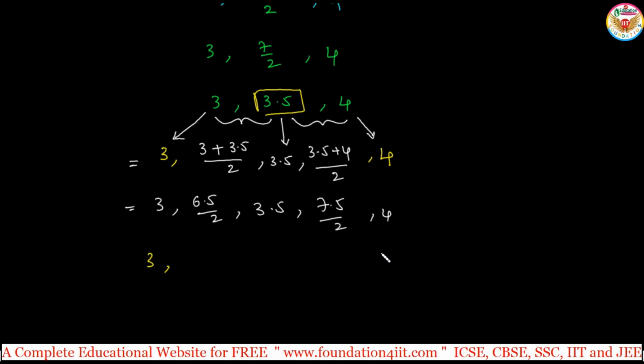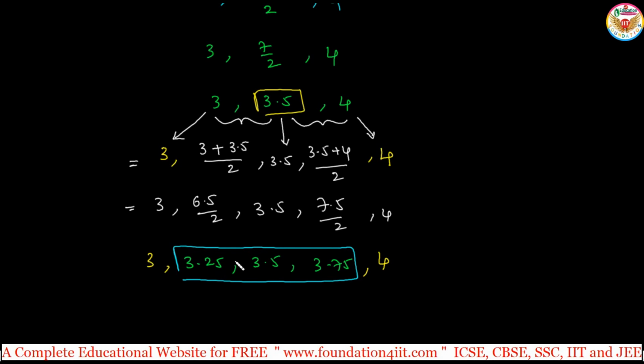So 3 and 4 stay as they are. Between them, 6.5 by 2 is 3.25, this is 3.5, and 7.5 by 2 is 3.75. Do the division. So these three rational numbers are in between 3 and 4. Just use a plus b by 2: between whichever two numbers we require, add those two and divide by 2.